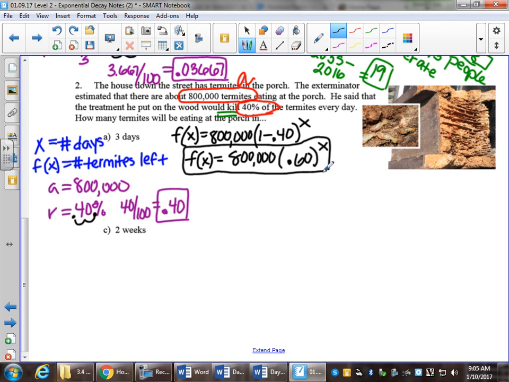All that's left is for us to actually answer the question, how many are left after 3 days? So let's figure that out. Let's find f of 3. And again, you do that on your own, and we'll compare answers. So in my calculator, I type in 800,000, parenthesis, 0.6, close the parenthesis, caret 3, and I got 172,800.